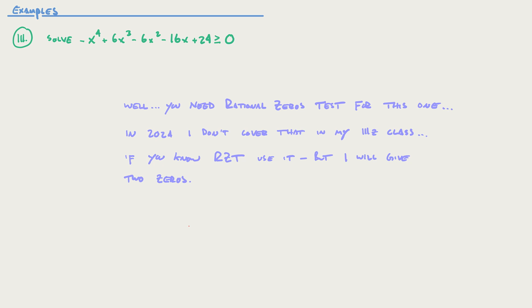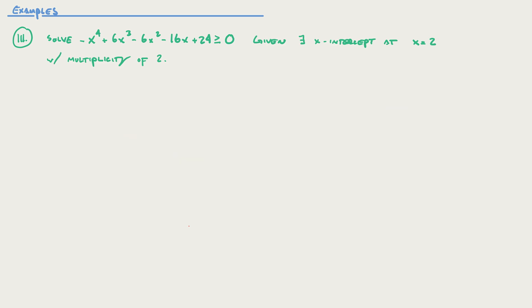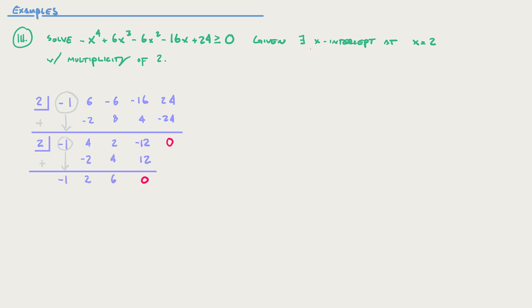And in fact, I'm going to have to give us 2 of them so that we can figure out what the other 2 are with, at most, the quadratic formula. So let's say that we know there exists, remember the backwards e means there exists, an x-intercept at x equals 2, with a multiplicity of 2, which means that that is a repeated 0. So I'm giving us a 0. Let's do the synthetic division once with 2, and then again with 2.